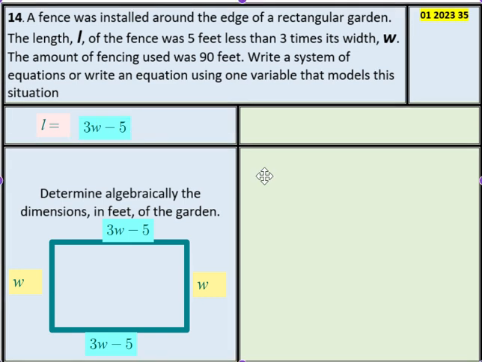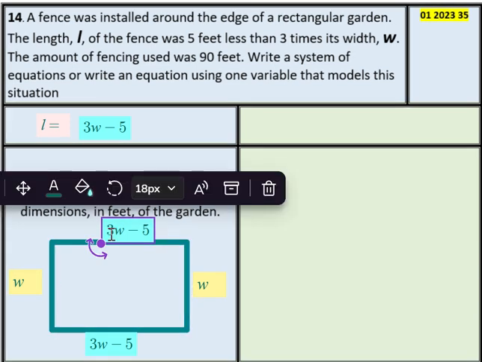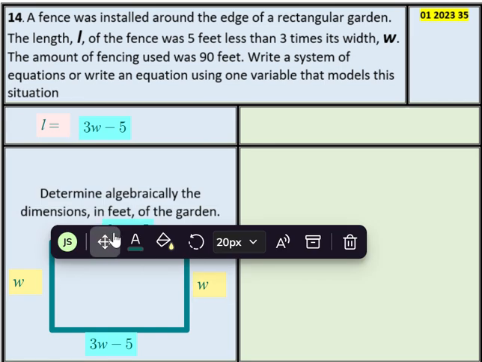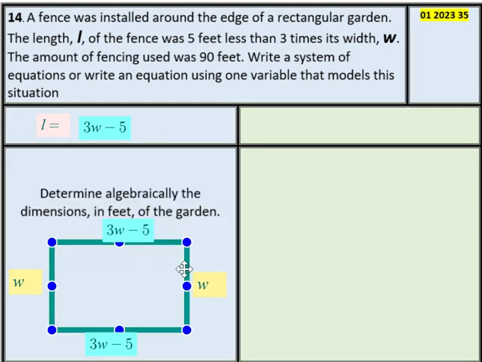So now the second thing is we know that we've got 90 feet of fencing. So if we add up everything all the way around, we've got 90 feet. So W plus 3W minus 5, that's our length plus our width. But we have both of them twice. So we can say 2 times (L plus W) equals 90. Now we have a system of equations that we can solve.